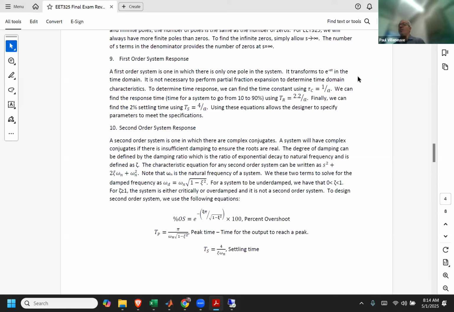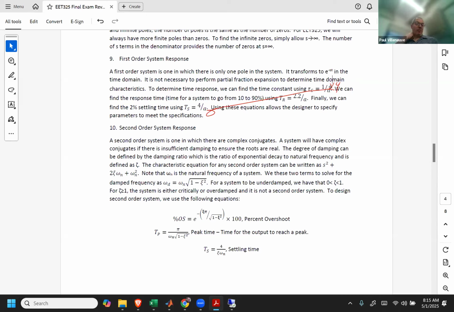Then we developed the concept of rise time, where rise time was just based again on that pole and this equation here, 2.2 divided by that. And then a 2% settling time means it takes about 4 time constants to get to steady state, right? Because if we multiply this by 4, we get that equation. So first order circuits are pretty simple to analyze.